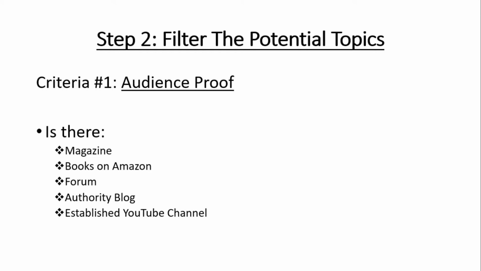Then we will move to the next step, which is the filtration section. We will start filtering the potential topics until we have one topic left, the one we will choose and start a project on. So there will be 4 criteria we will be looking at. The first criteria is being audience proof.